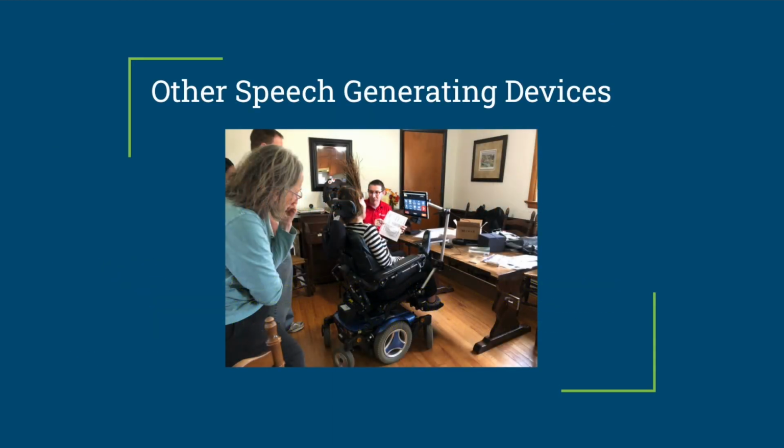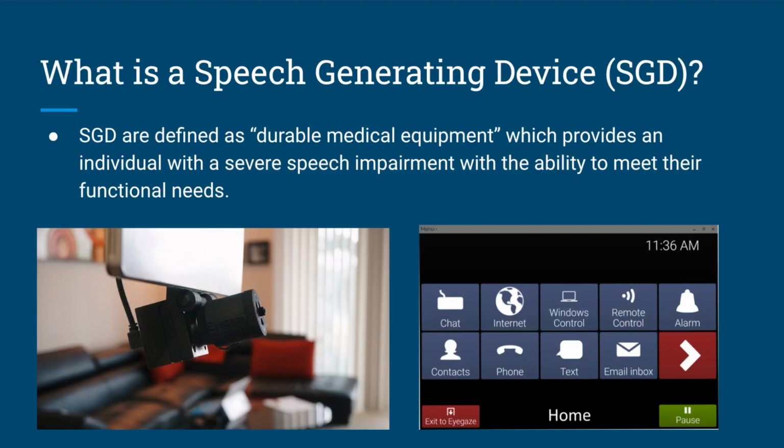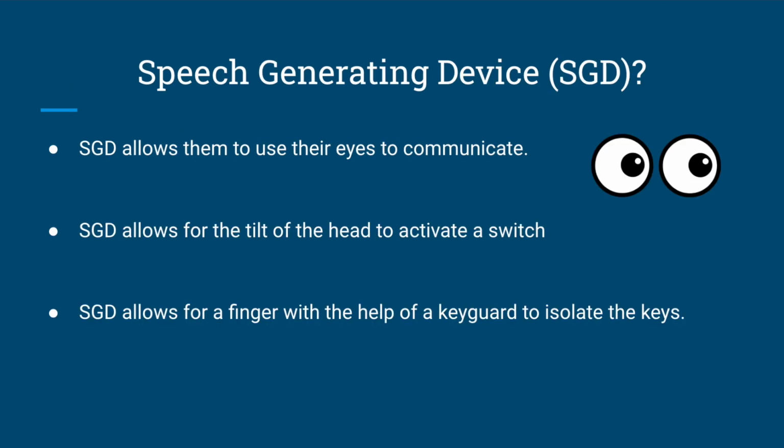The next thing I'm going to talk about is other speech generating devices. What is a speech generating device, you might ask? Well, I have that answer. SGDs are defined as durable medical equipment which provides an individual with a severe speech impairment with the ability to meet their functional needs. So it provides a way for individuals to communicate without actually being able to talk.